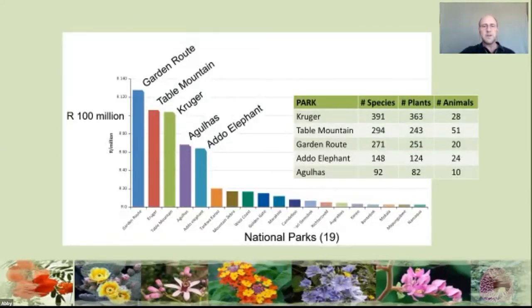Just taking these top five parks, I've put them in a graph of funding spent over the last 15 years or so and scaled it to 100 million about. And you can see that more than 120 million has been spent on the Garden Route. Table Mountain and Kruger, just over 100 million. And then you have Agulhas and Addo with just over 60 million rand spent on alien plant control.